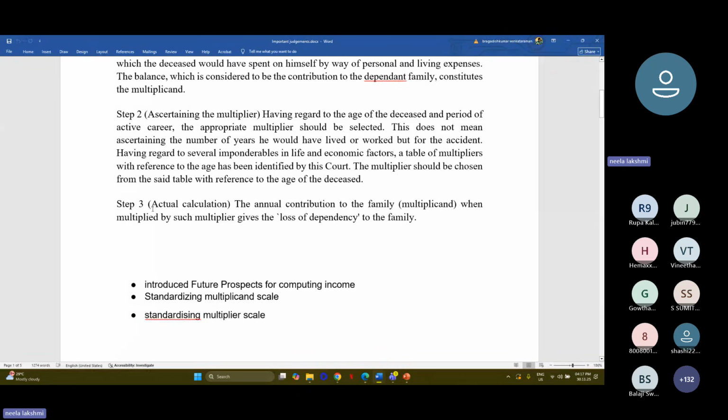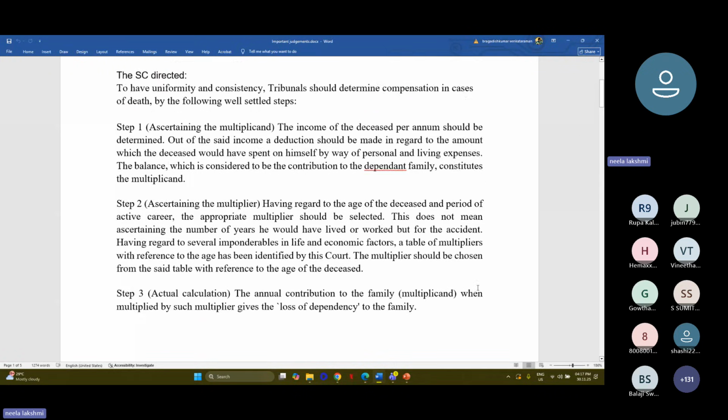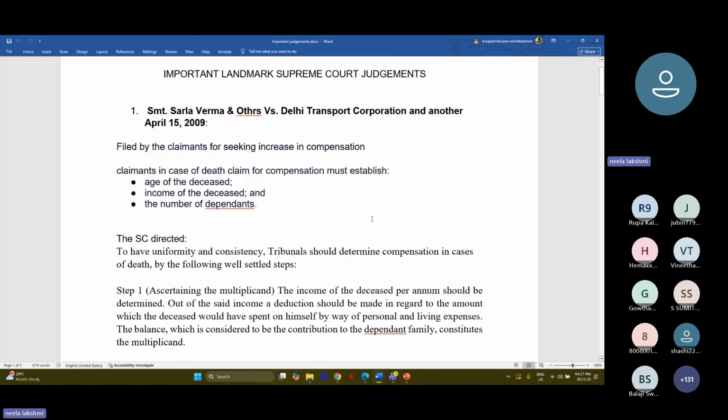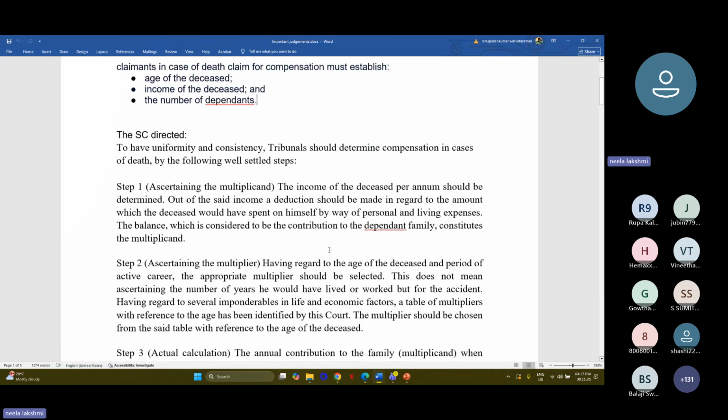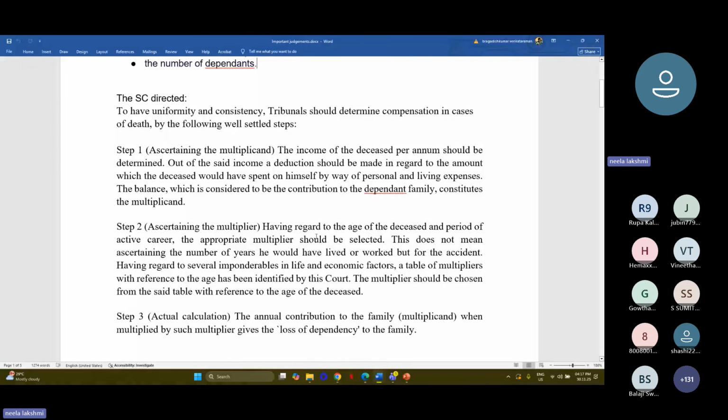Next one, actual calculation. The annual contribution to the family, when multiplied by such multiplier, gives the loss of dependency to the family. These are all the 3 steps given by the Sarala Verma case. They directed the claimants to produce apt proof for the age of the deceased, proof for the income of the deceased, and the number of dependents. And the 3 steps are also given for calculating the exact loss of income.